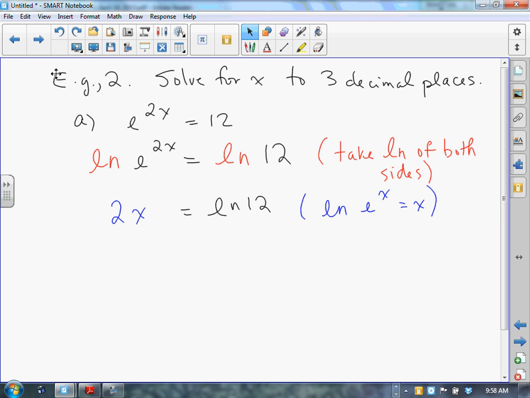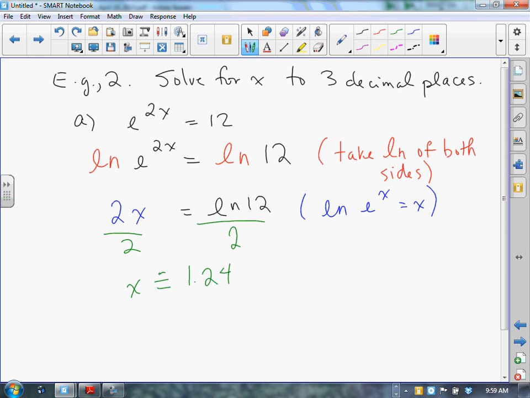Well, moving forward from here, I think we've got it. Solve for x. So we're going to take half of the natural log of 12 and to 3 decimal places, we're going to have ourselves an answer. And that answer is 1.242. Any seconds on 1.242? Okay, that's a lot of head shakes, yes.